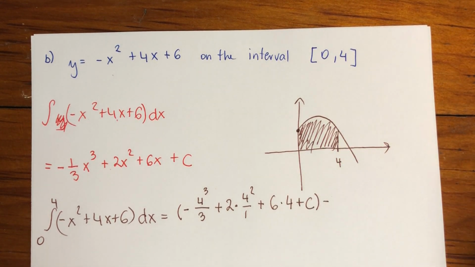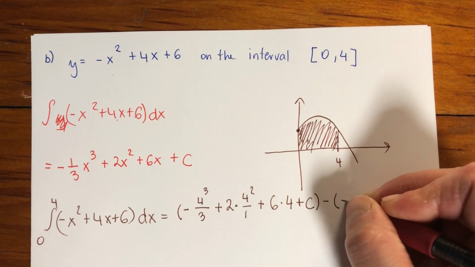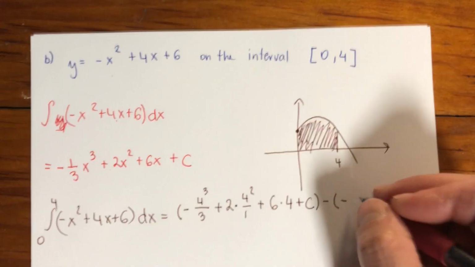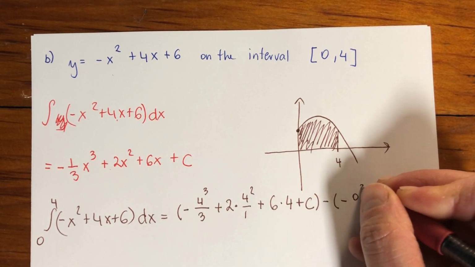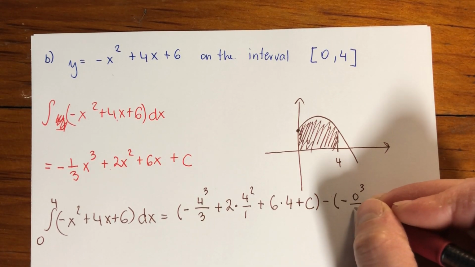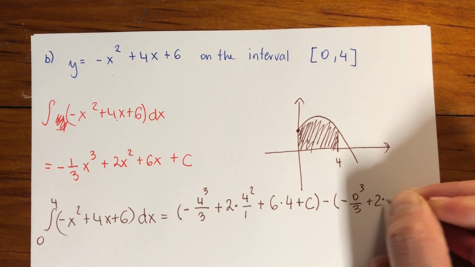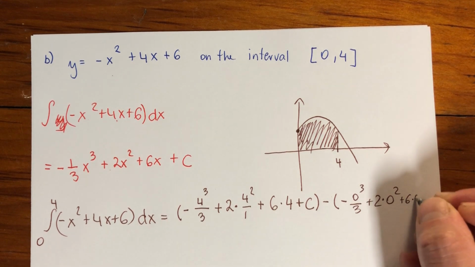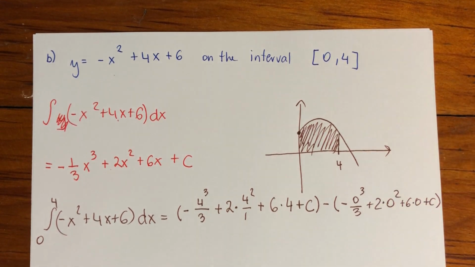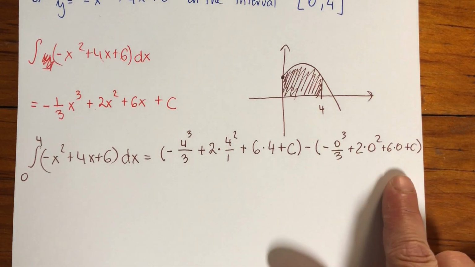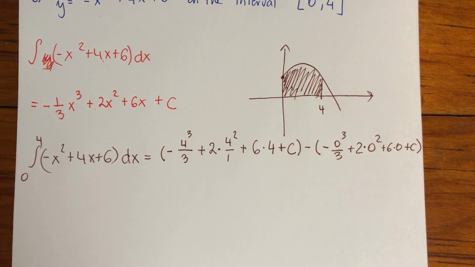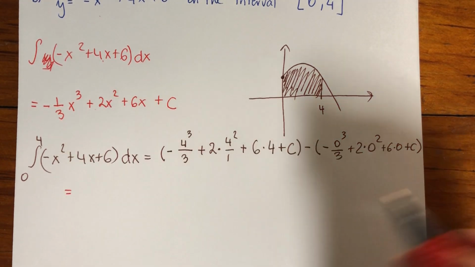Minus, again, I have a negative, and now I will be inputting 0, which is going to be extremely convenient. So I will have 0 to the power of 3 over 3 plus 2 times 0 to the power of 2 plus 6 times 0 plus c. Well, again, convenient because all this is going to be 0, this is going to be c, which the c's are going to cancel out.